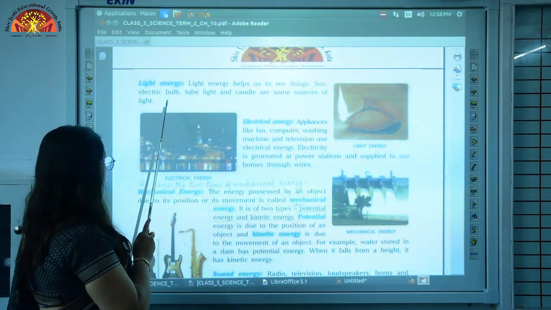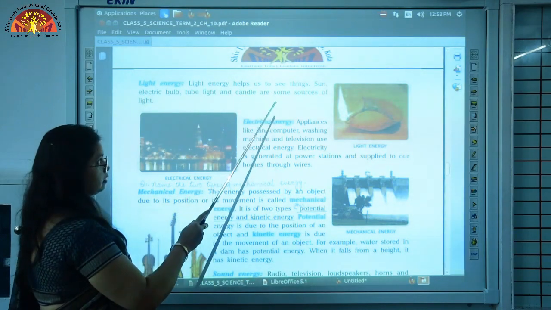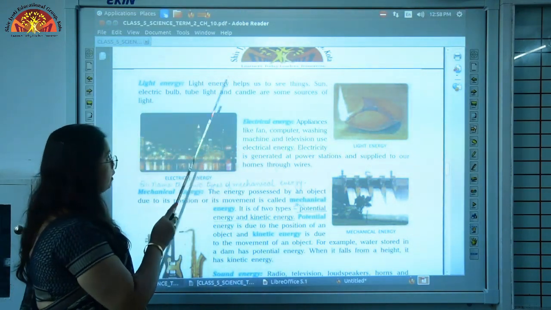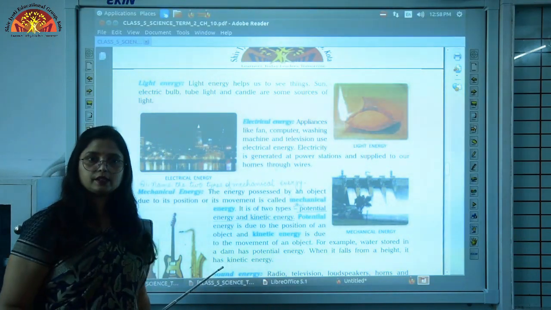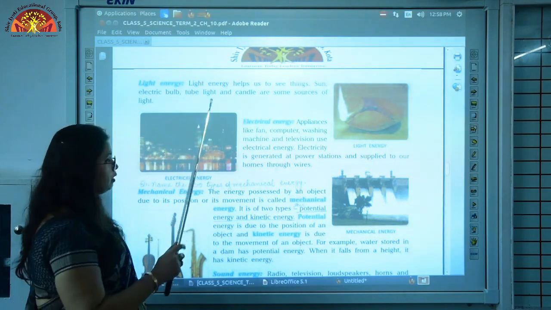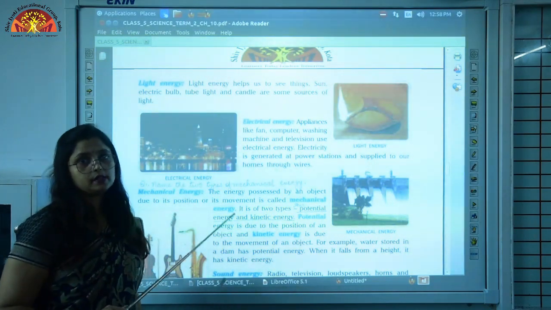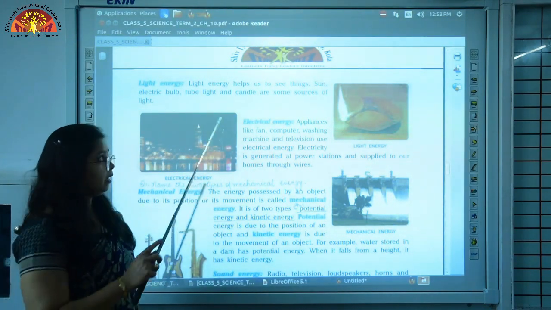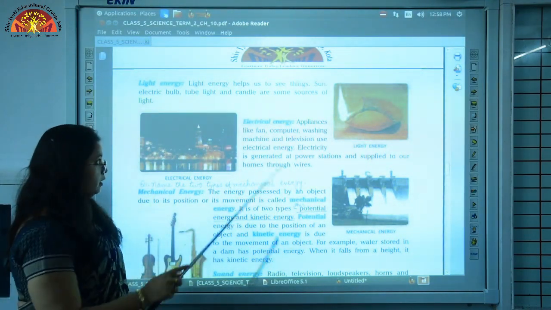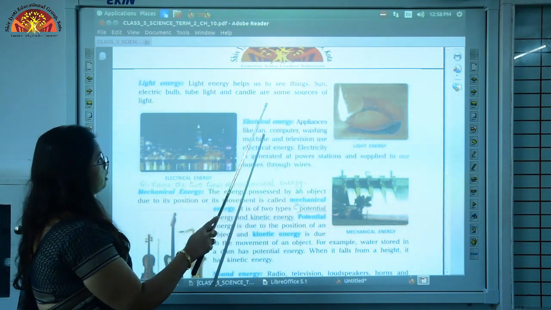Sun, electric bulb, tube light and candle are some sources of light energy. So, here the sun is the natural source of light energy, and other sources like electric bulb, tube light, candle, all these are luminous objects. They also give light energy and these all are the man-made sources of light energy. Then there is electrical energy.